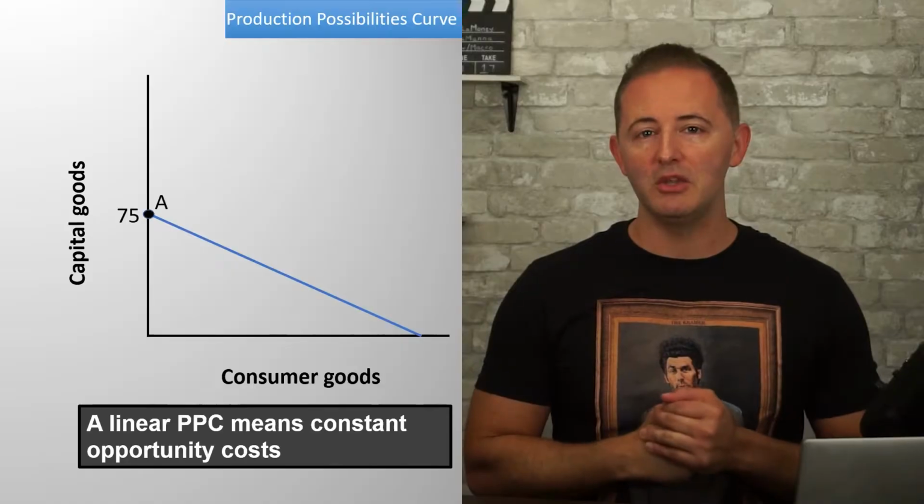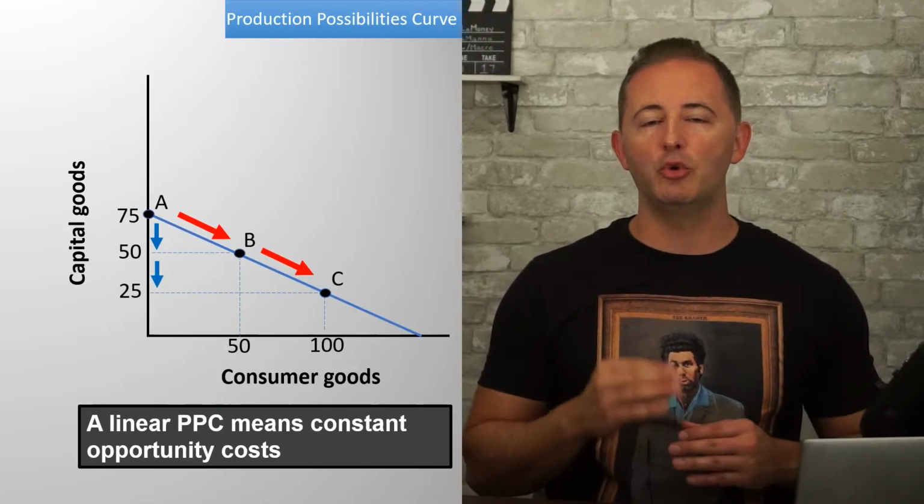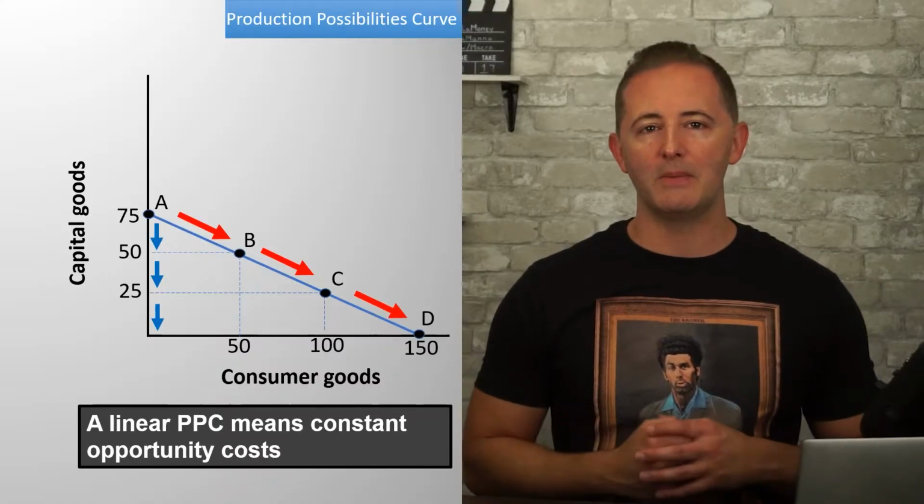And the last thing in this section is that our PPC isn't always linear. We have 3 different shapes, and they reflect differences in opportunity costs. The linear PPC we've been using represents constant opportunity costs. Our opportunity costs remain 25 capital goods the whole way down the PPC.